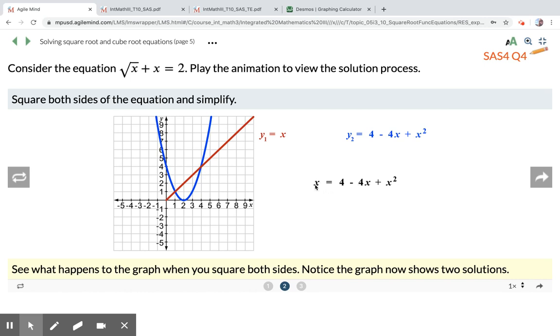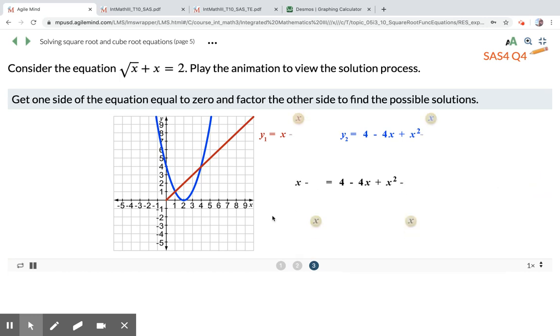I could set it equal to 0. Usually when I solve quadratics, I set it equal to 0, right? So I'm going to set that equal to 0. I'm going to subtract x on both sides. So that gives me 0 over there, which is what I wanted. And if I combine these, a negative 4x minus x makes that a negative 5x.